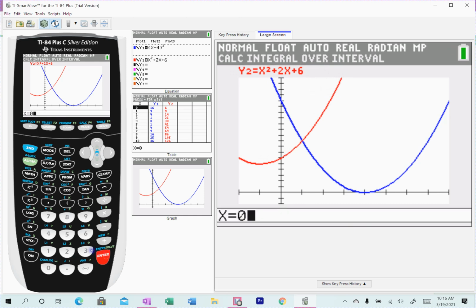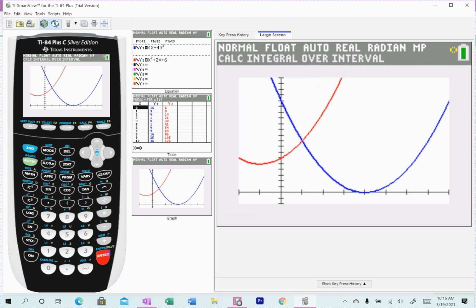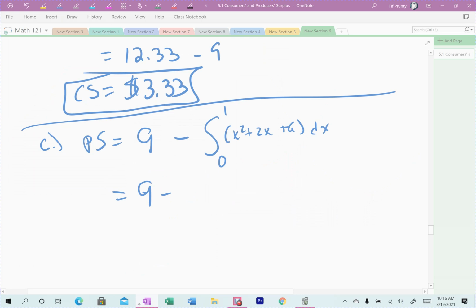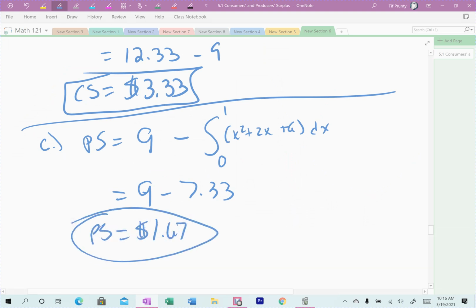I hit my lower value 0, my upper value 1, and then it should shade in under the supply curve, the red function. Right, and it does. It's 7.333, so $7.33 is the amount they would have been willing to settle for. They got $9. So they would have been willing to sell their item for $7.33. They actually sold the item for $9. And so the surplus was $1.67. That's the extra they got for their item.